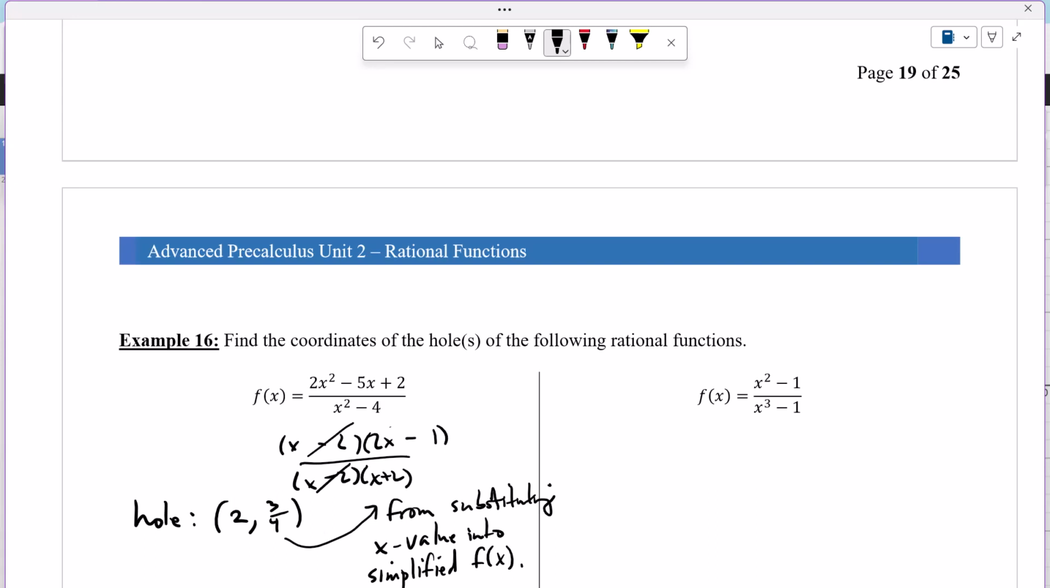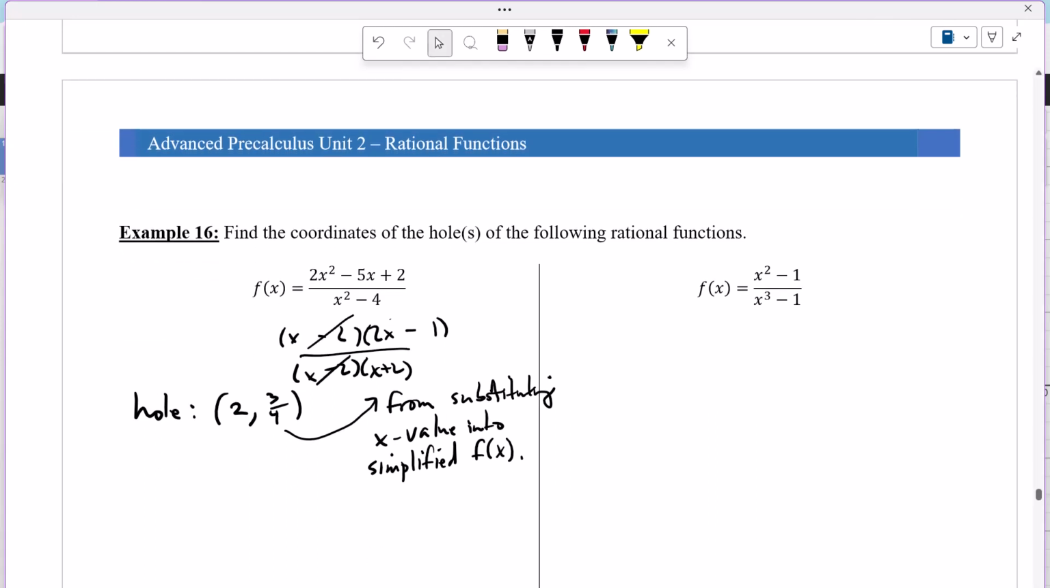Now, technically, 2 is not in the domain of the original function, nor the simplified version. Does that make sense? Yeah, because this is just the simplified version of this. That's why when you plug it in, it doesn't result in a closed point, but it results in an open point. How big is the point? That's small. Yes, exactly. Okay.